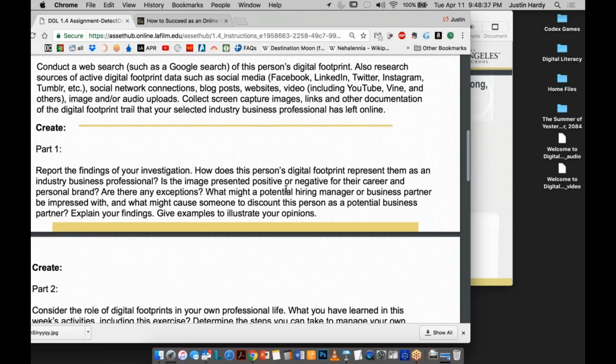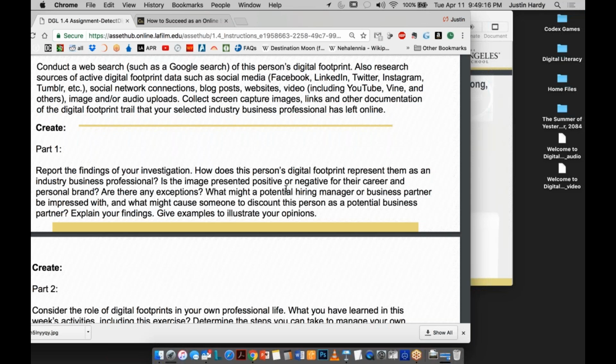So we want you to conduct a web search, such as a Google search, of this person's digital footprint. So you can also use Facebook, LinkedIn, Twitter, Instagram, all the ones that I've been saying so far. Tumblr, if they're available there. Think about other social network connections, blog posts, websites, video, and this includes YouTube, Vimeo, Vine, whatever else is available that has information or content about your industry professional, and any other image or audio uploads. Dr. Dre is a fantastic industry professional to use.